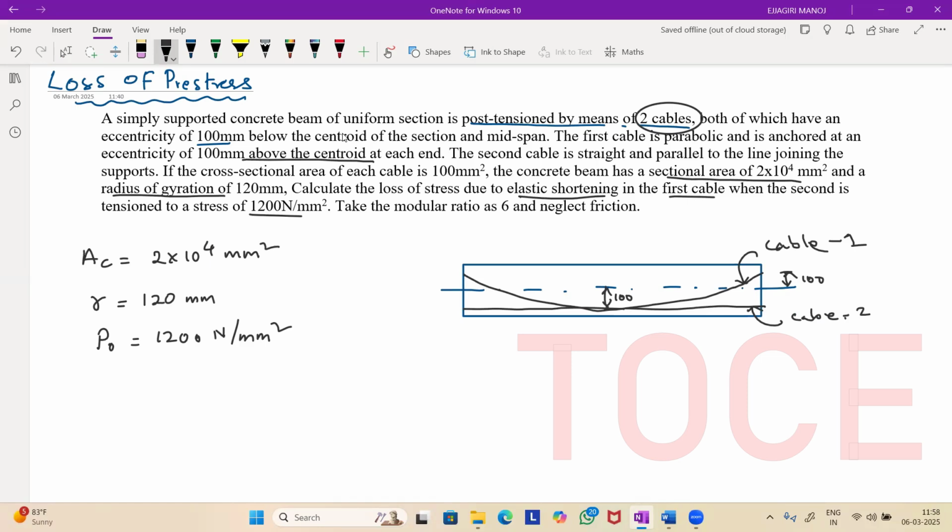That means the cable which is in the parabolic manner. If you observe here, he has mentioned the modular ratio as well. So let us write that value, alpha_E, as 6. So the modulus ratio has also been given.